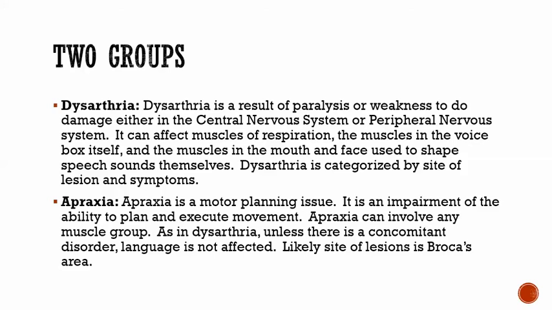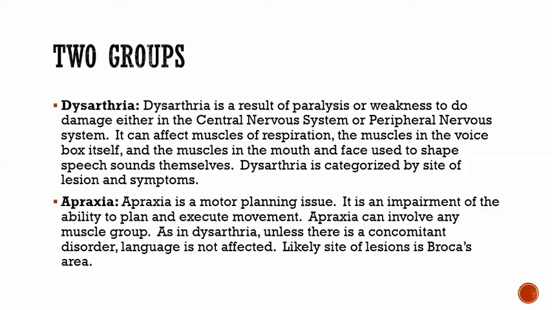Dysarthria is a result of paralysis or weakness due to damage either in the central nervous system or the peripheral nervous system. It can affect muscles of respiration, the muscles in the voice box or larynx itself, and the muscles in the mouth and face that are used to shape the speech sounds themselves. Dysarthria is categorized in terms of the site of lesion and its symptoms.